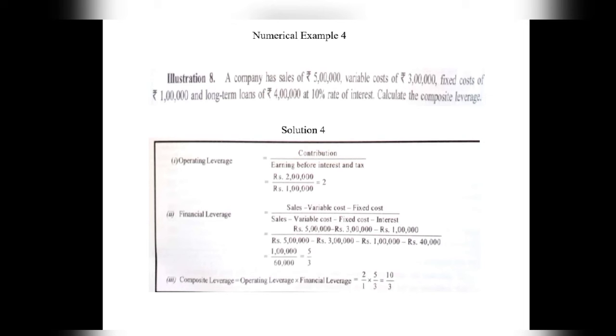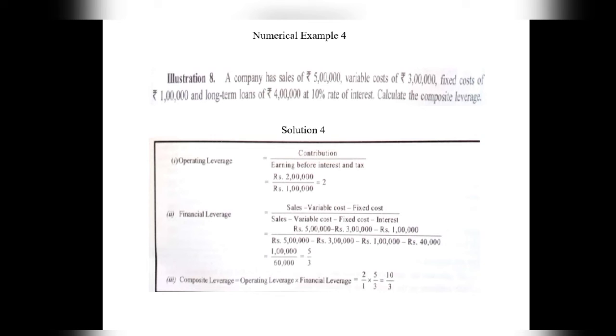Then we come to the calculation of financial leverage. Now financial leverage is EBIT, earning before interest and tax, divided by EBIT minus I, that is interest. So EBIT is what? Sales minus variable cost minus fixed cost. So EBIT will be the operating profit, that is 1 lakh rupees, which we have already calculated while calculating operating leverage.